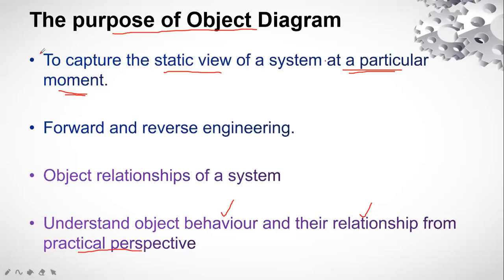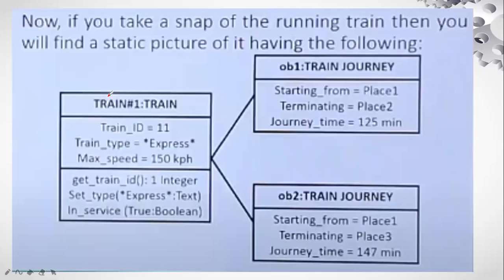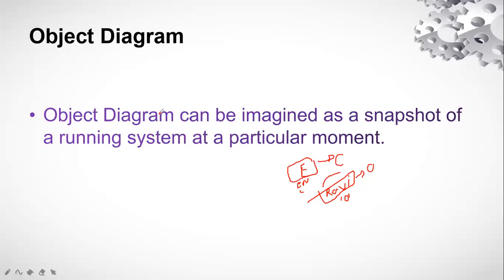Fine. So when I elaborate on this terminology, capturing the static view of a system at a particular moment, I would say an object diagram can be imagined as a snapshot of a running system at a particular moment. If I take a snapshot of a running system at a particular moment, I'll get certain values of all the classes, of all the objects, which are of that particular moment. That is called the object diagram.